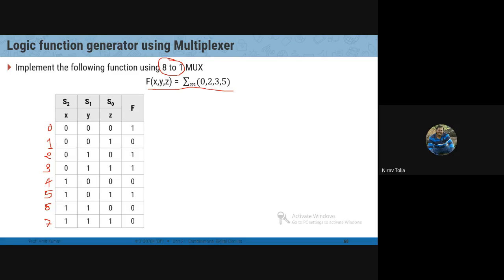So what do we have to do? This is our function: 0, 2, 3, 5. For the min terms which are given in the function, just write down 1 there. So we have min term 0, here 1; 2, here 1; 3, here 1; and 5, here 1. And all others remain 0. For all others, put 0.